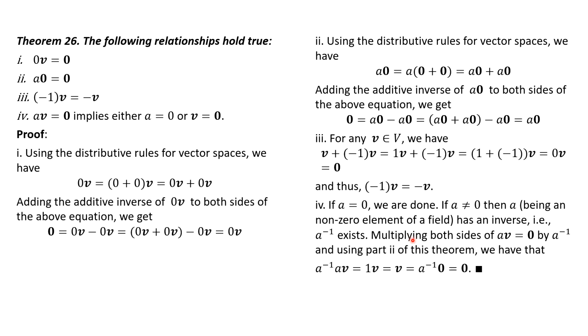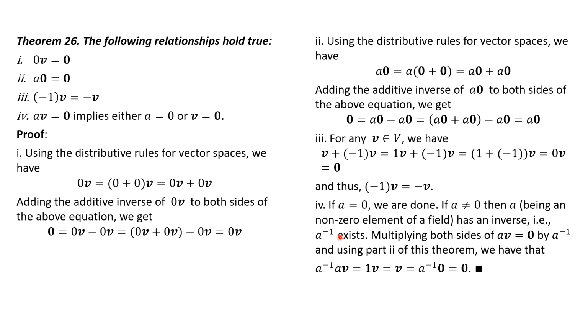Okay, so we have one last piece to prove here. If a equals 0 in this statement, then we're done, right? Because it says either a equals 0 or v equals 0. So we take this case first. If that's true, then we have nothing to prove. So let's say that a does not equal 0. Then a, being a non-zero element of a field, has an inverse. So in other words, a inverse, and this is the multiplicative inverse, exists.